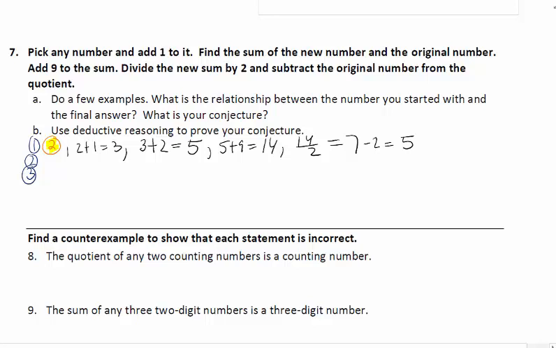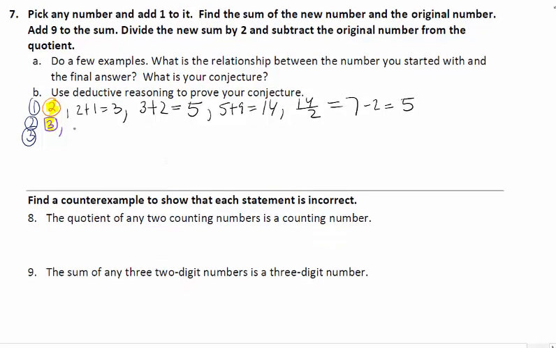Again, right now I don't know a relationship between them. I'm going to pick again. I generally pick smaller numbers so that it keeps the arithmetic smaller. I'm going to pick 3. So I'm going to go back to the beginning, pick any number, add 1 to it. So 3 plus 1 gives me 4.